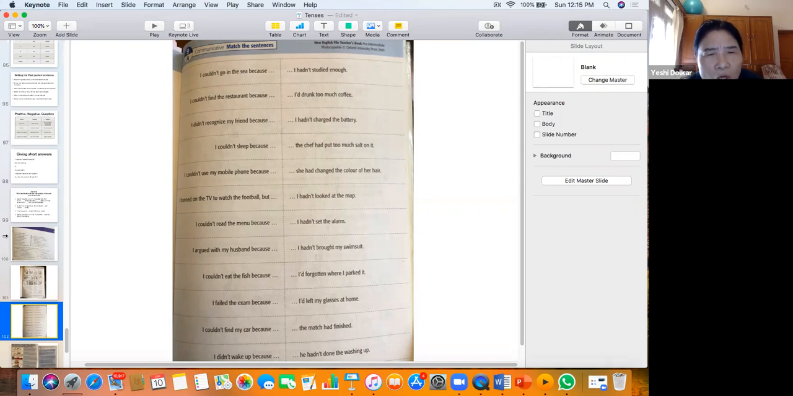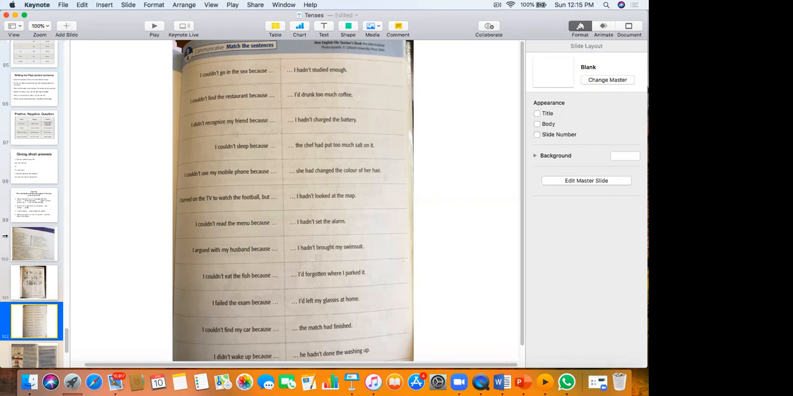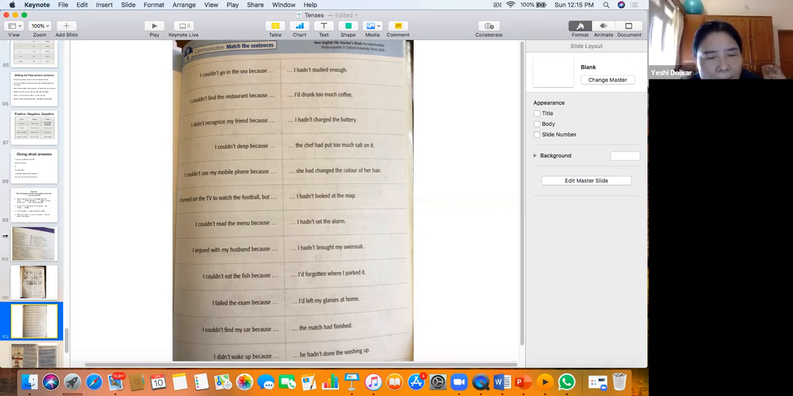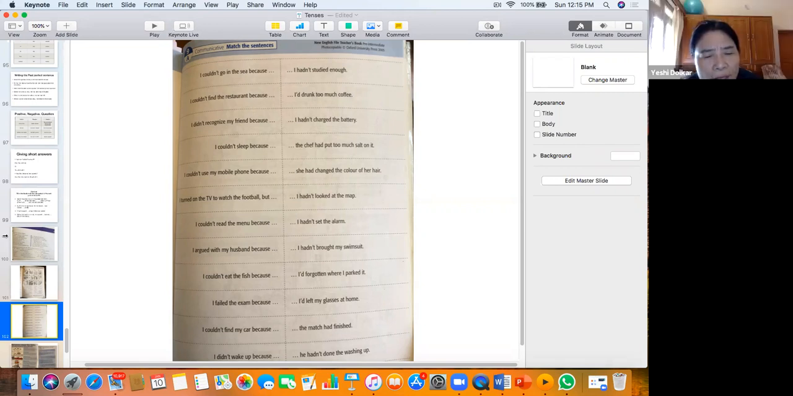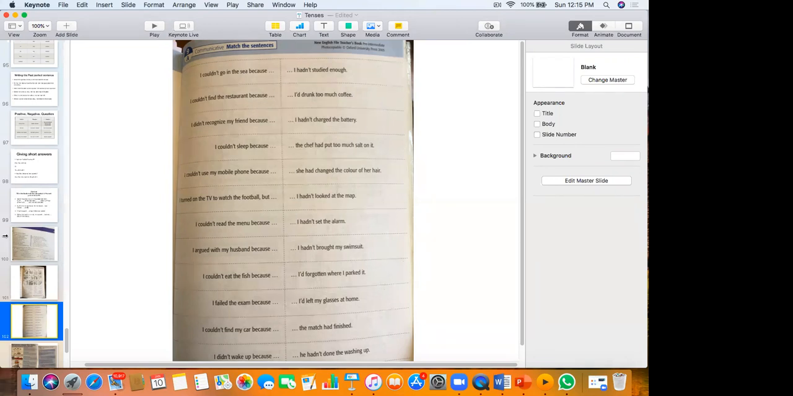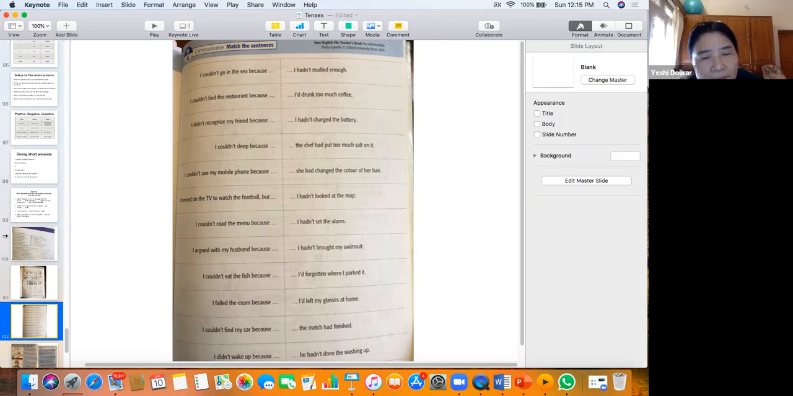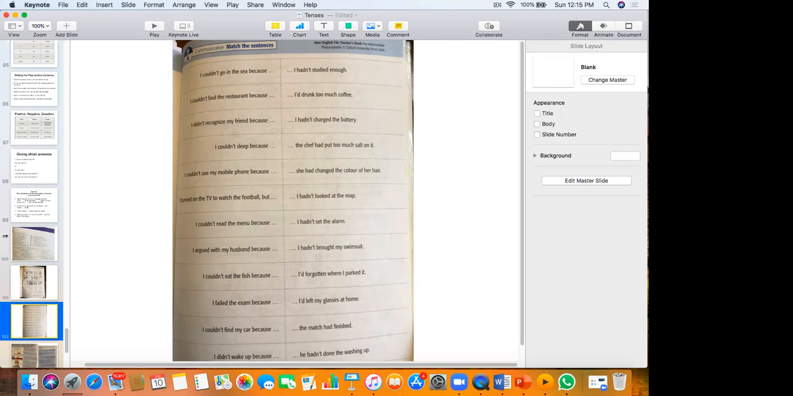I failed the exam because... I had forgotten where I parked it. And then the last one? I hadn't set the alarm. Okay. So, yes, another exercise.